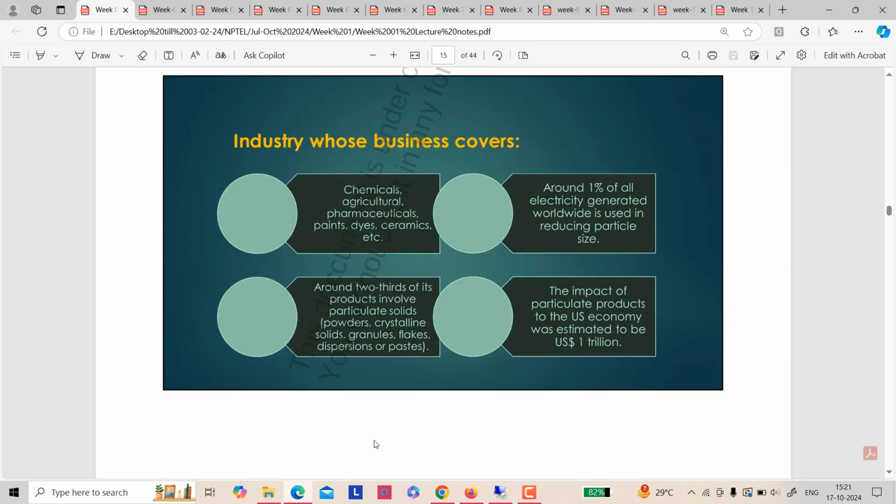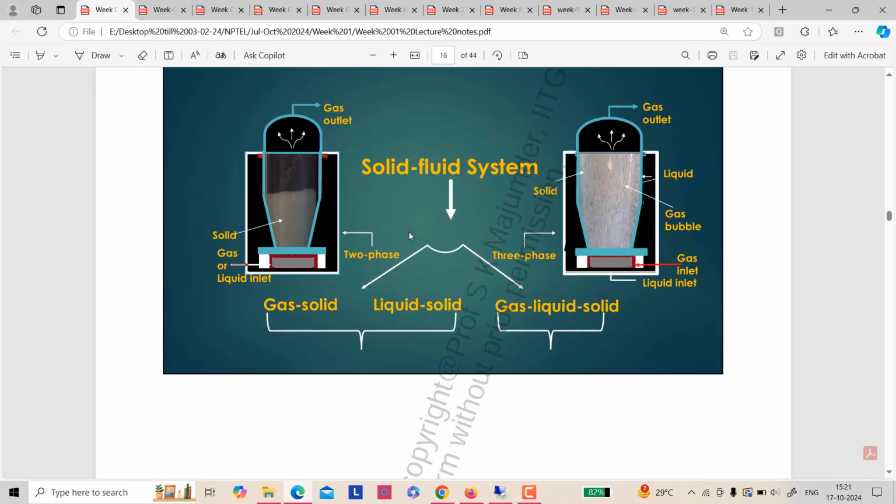Everything is used depending on our product and cost. Different types of separation processes are used in industry. Next comes the solid feed system. Under the solid feed system, gas-solid, liquid-solid, and gas-liquid-solid are all together. So it is a three-phase system.